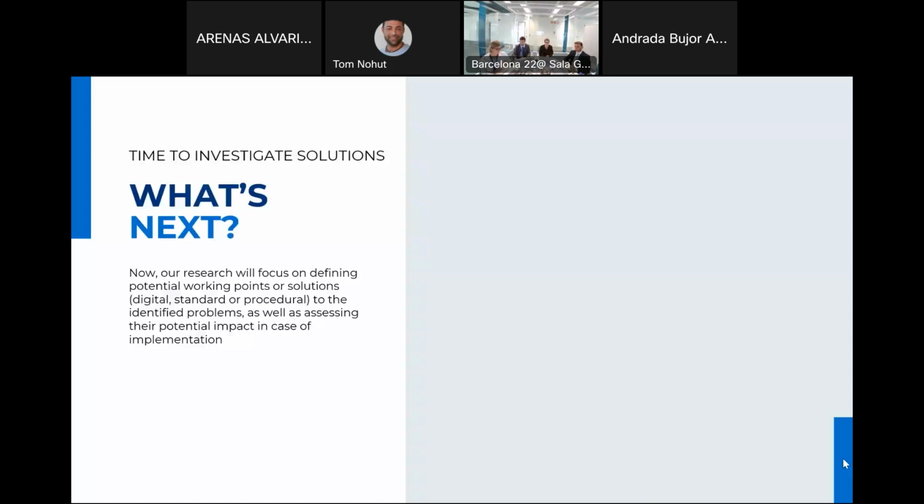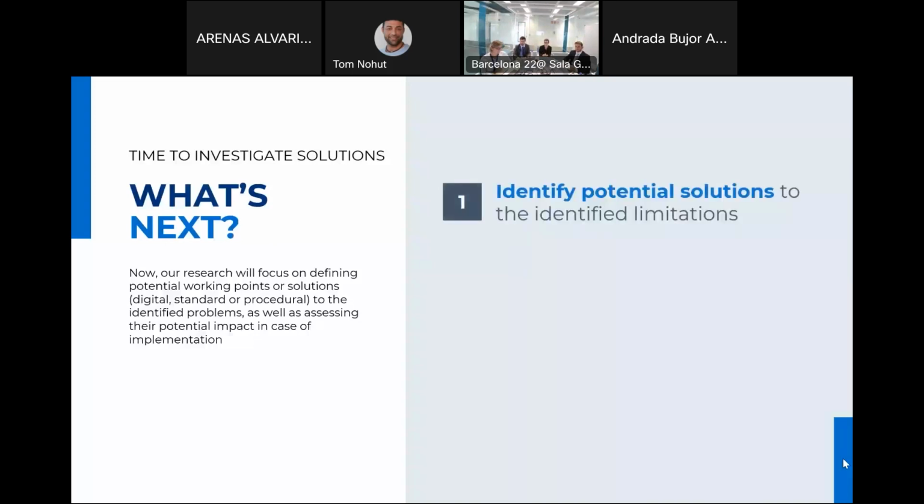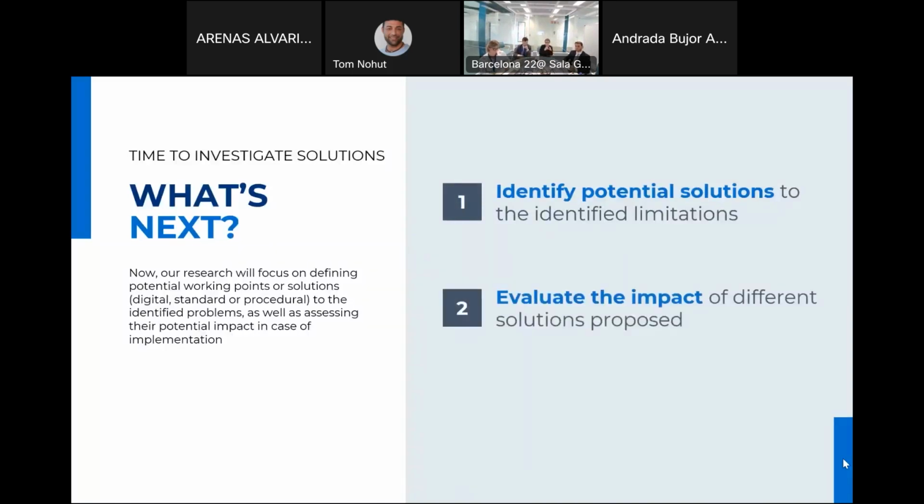With all that, as I mentioned, we are in the middle of the consultation process. It will continue still some months, and our idea with this final identification of the challenges will be to go a step further and start identifying potential solutions to those limitations. Of course, the project is focused on data applications, so the potential solutions that we will focus on will be those that can be covered through data applications.